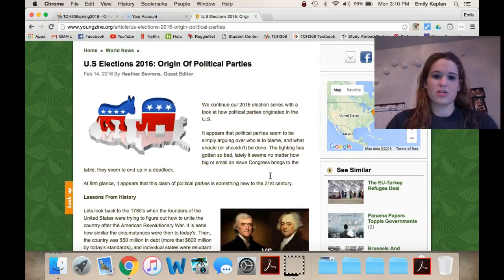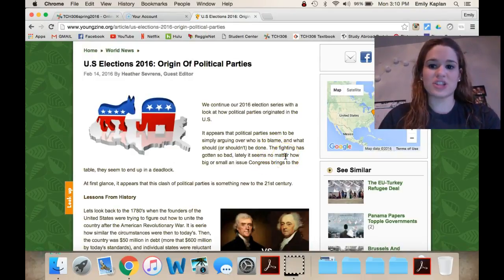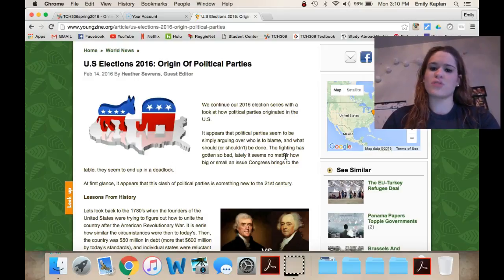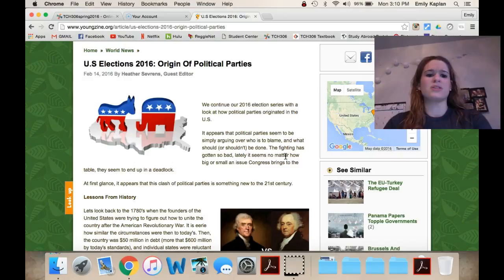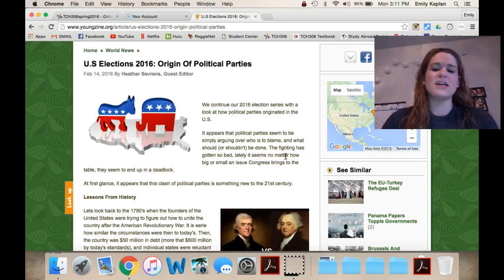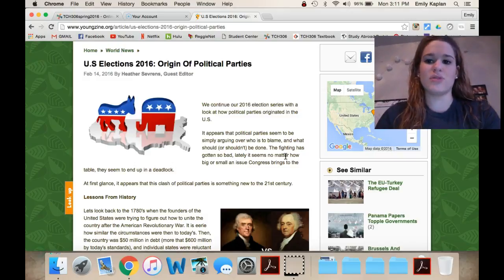So the article reads: We continue our 2016 election series with a look at how political parties originated in the U.S. It appears that political parties seem to be simply arguing over who is to blame and what should or shouldn't be done. The fighting has gotten so bad lately it seems no matter how big or small an issue Congress brings to the table, they seem to end up in a deadlock. At first glance, it appears that this clash of political parties is something new to the 21st century.